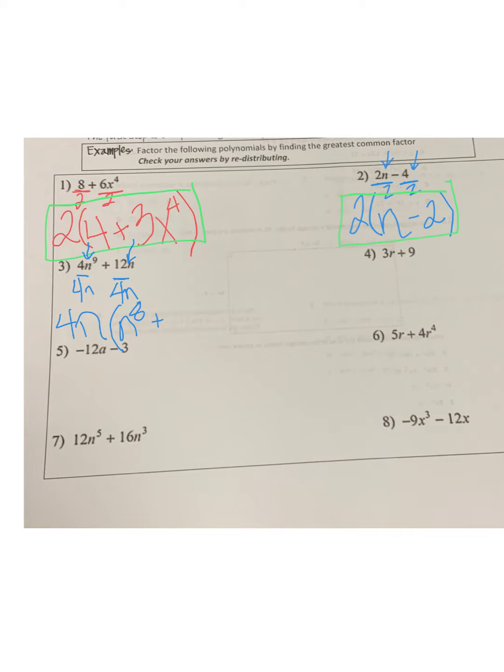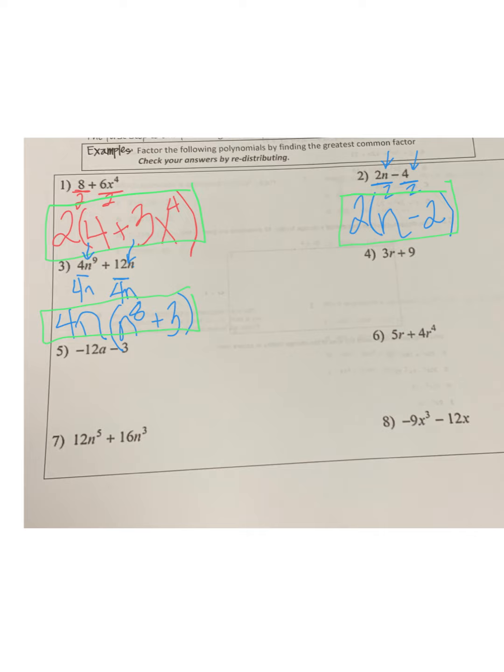If I take out a 4 from 12, then what do I have left? 3. What if I take out an n from an n? Then I don't have any left. All right, that one was a big one. Let's try another hard one. Look at number 7, last one.